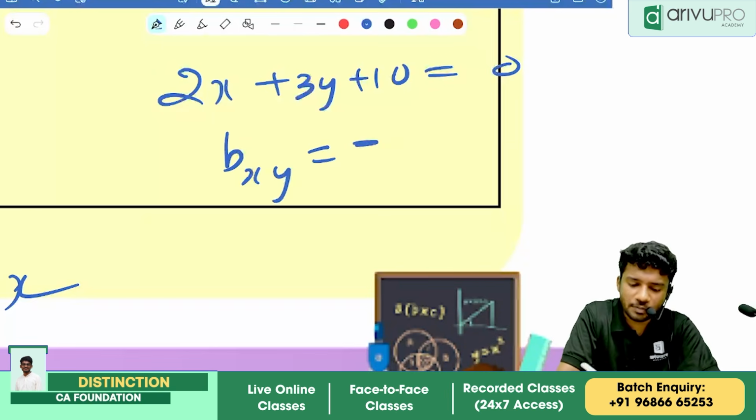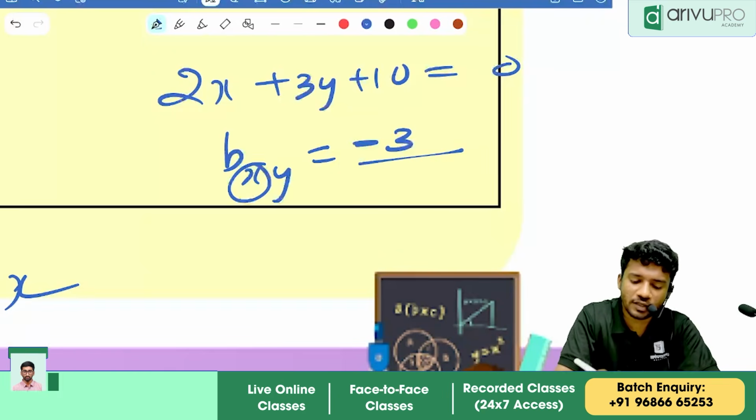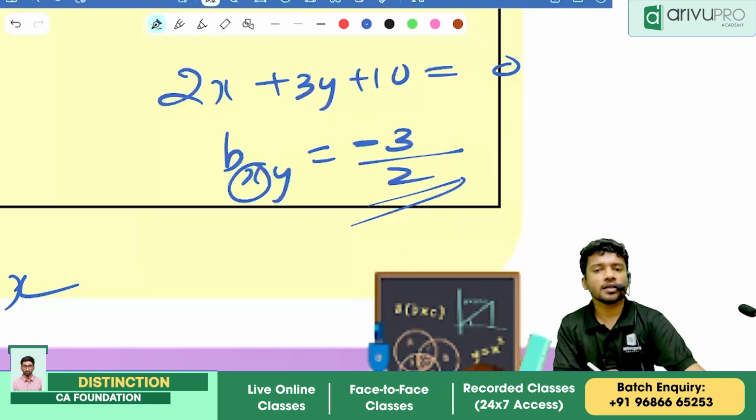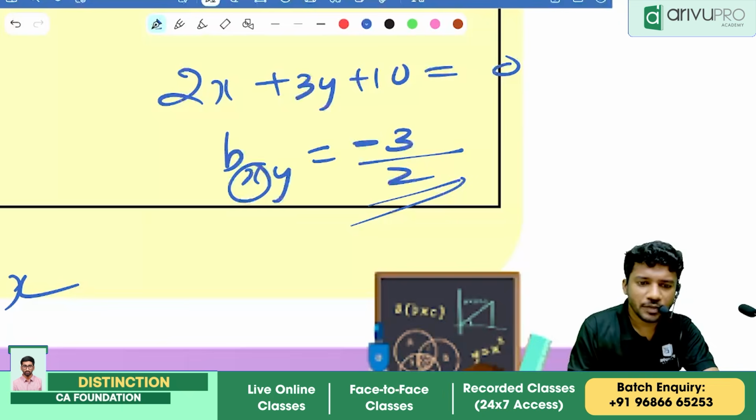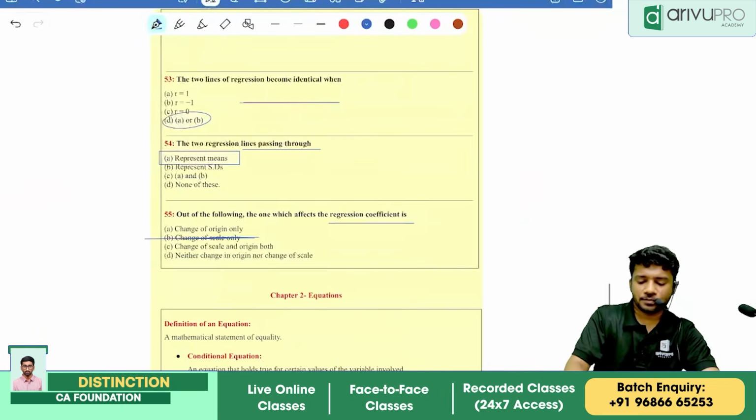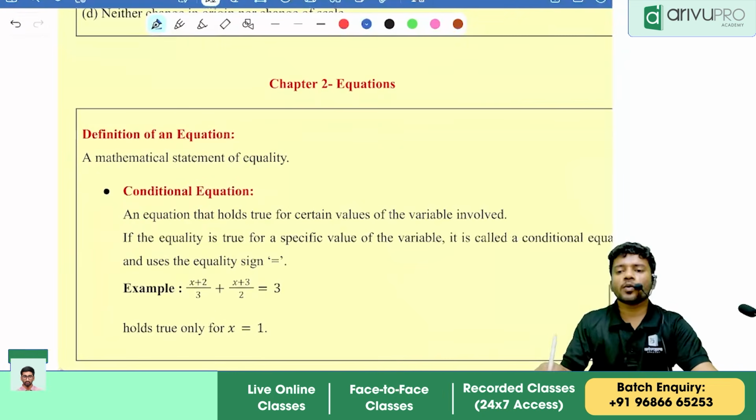Bxy is nothing but minus of given, that is 3, divided by not given, that is 2. Okay? Understood the method? Pakka? Yes. Now the next step, that is called as equations.